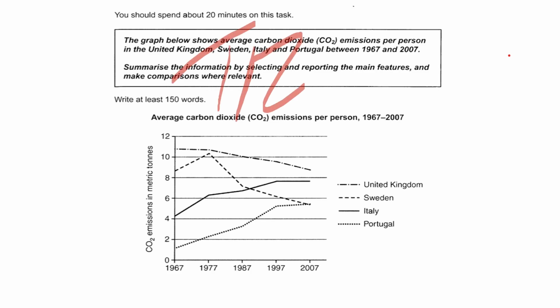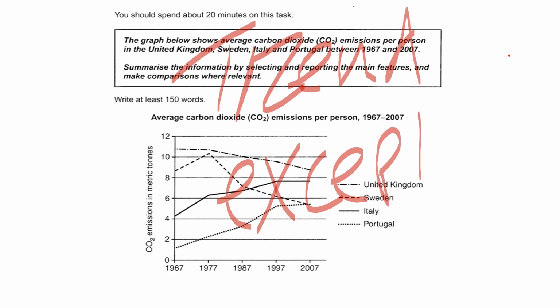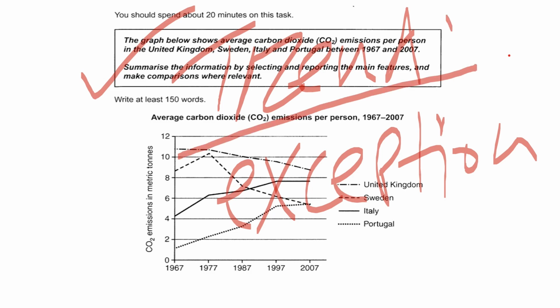So trend and exception. What does it really mean by trend? It means we'll try to look at the graph and try to find some common features. The features that are common, we'll put in this group, the trend group, and the others we'll put in the exception group. So let us consider this line graph and we'll put the information in trend and exception.